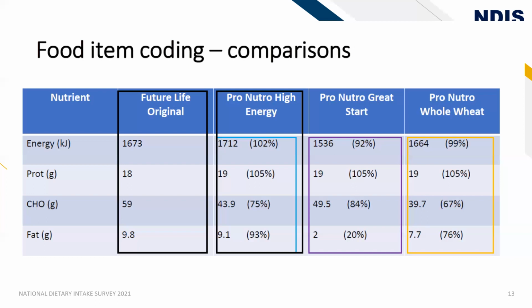So you have your ProNutro High Energy that is the best comparison for your Future Life original, and you will use that code for your nutritional analysis then. But we have Future Life original and many other Future Life products in the current and the updated food composition tables. So this is just a good example of what we used to do with comparisons.